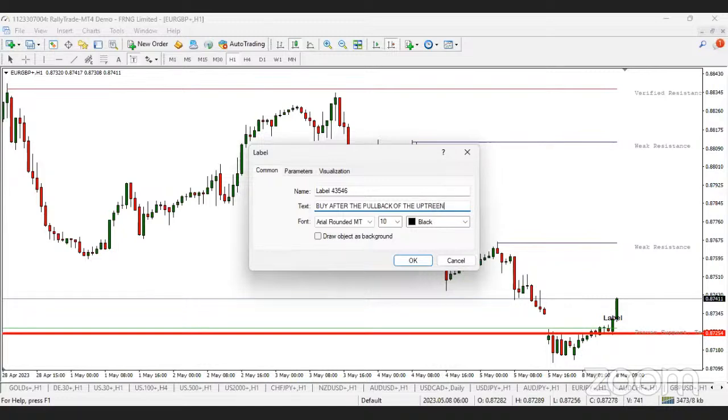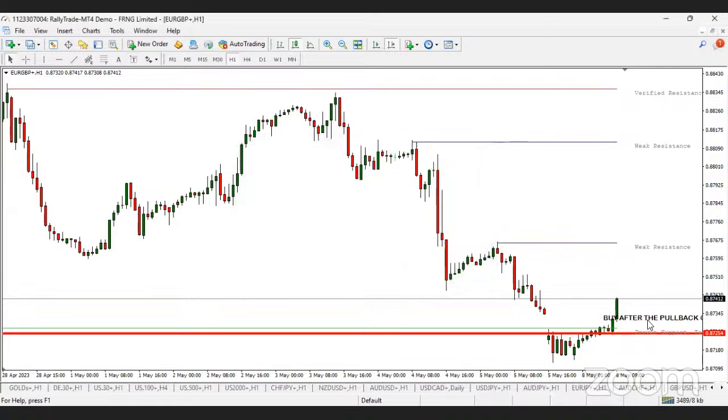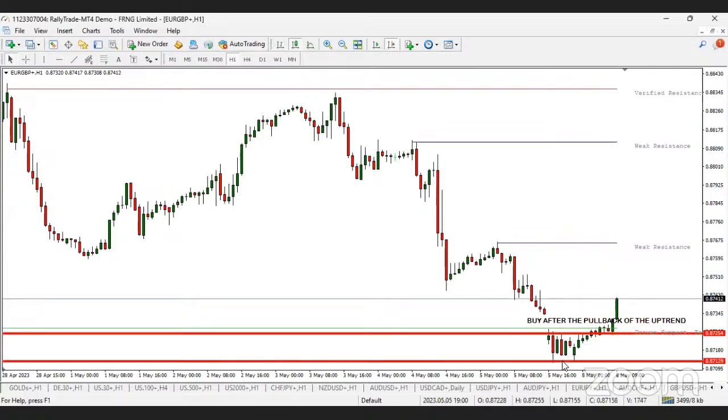That's when we're going to enter a buy. So buy after the pullback, or if we buy now, then our stop has to be below this previous low. So our stop loss has to be below it. The Euro British pound, we would buy after the pullback, right?